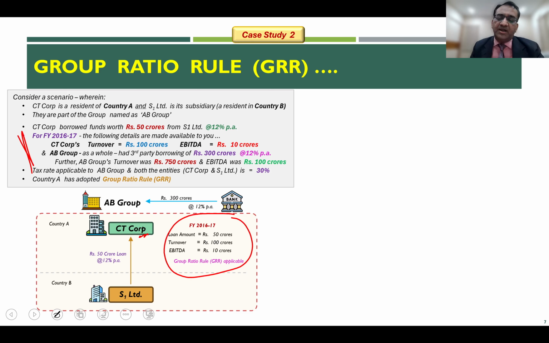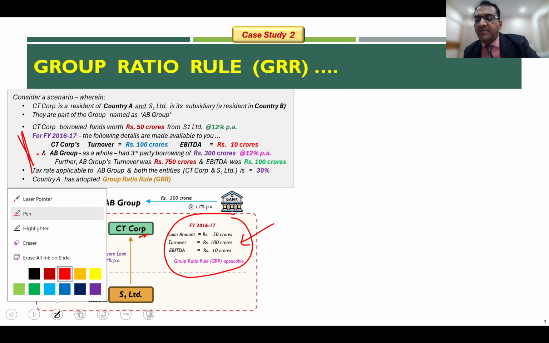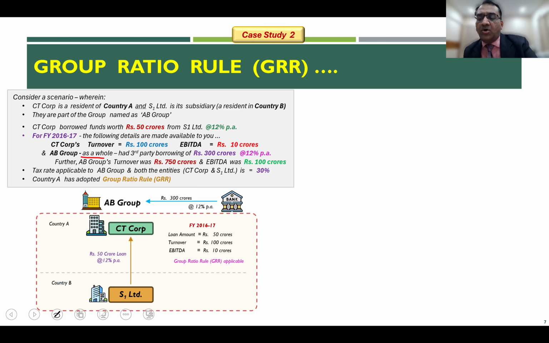50 crores of loan, turnover of 100 crores, EBITDA of 10 crore. This is exactly what we saw in the previous case study also. Now, this is new. What about AB Group? AB Group as a whole had third-party borrowings of 300 crores.